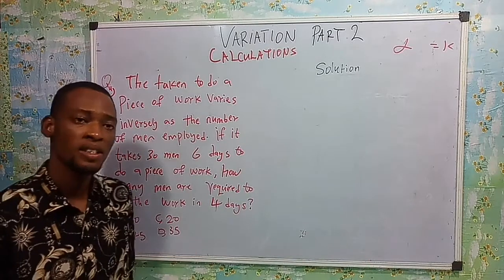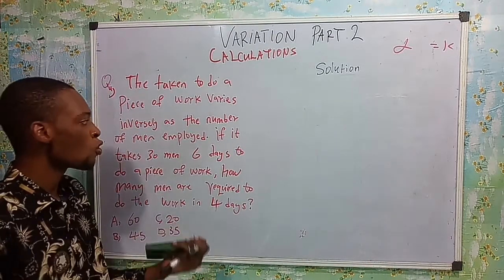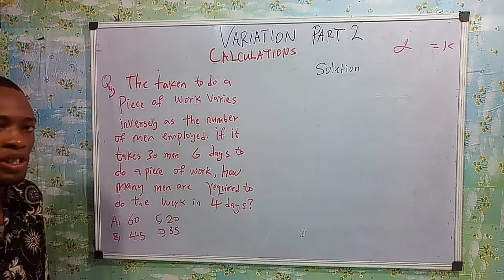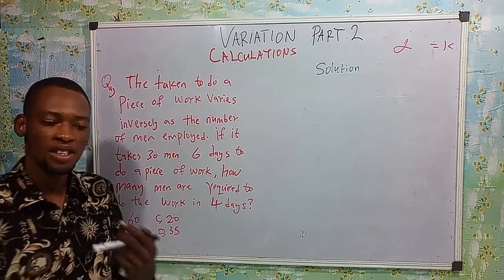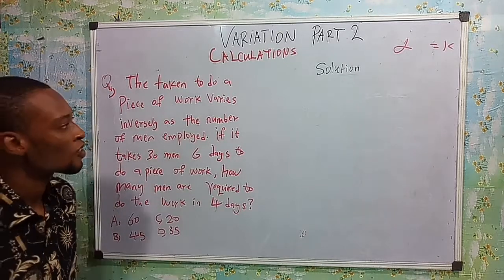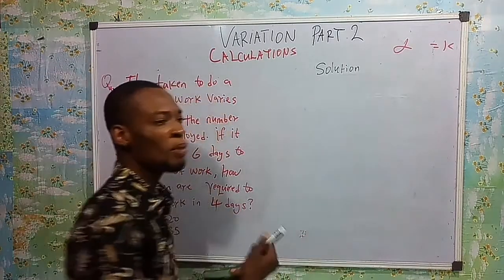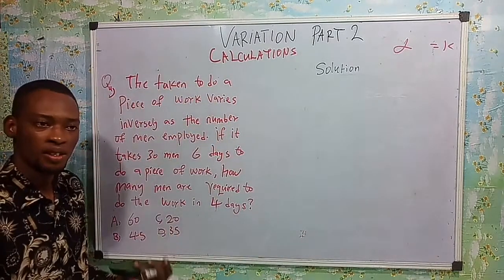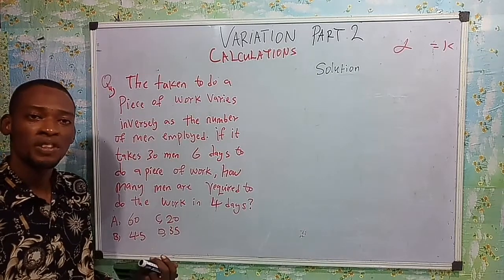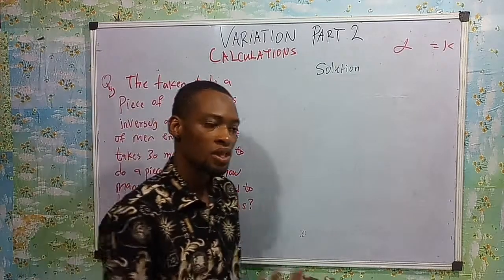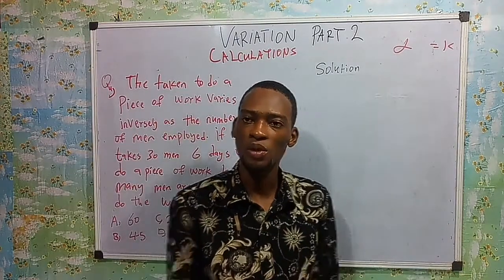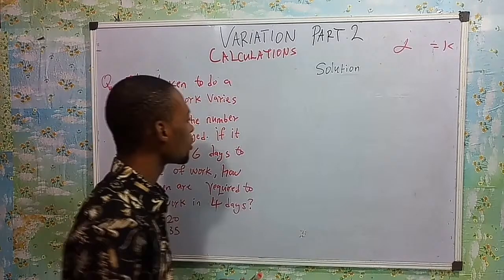Obviously, the time taken to do work is inversely proportional to the number of men employed, provided their strength remains the same. For instance, as the number of men or workers increases, the time it takes to finish the work becomes lesser. While as the number of workers reduces, the time taken to do the work becomes more.